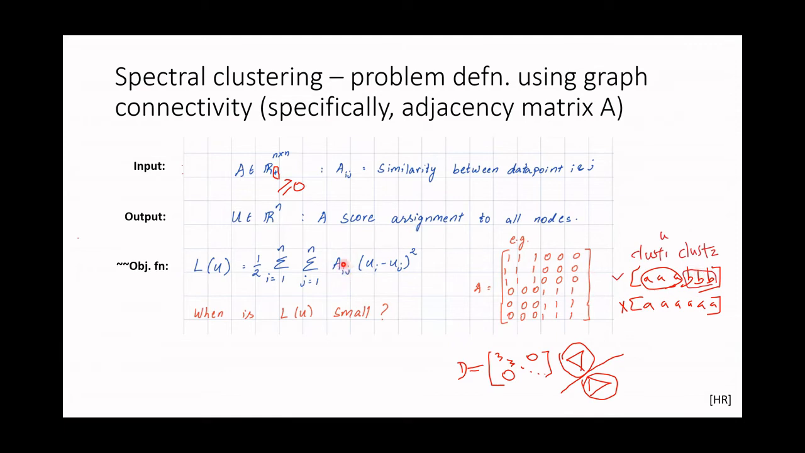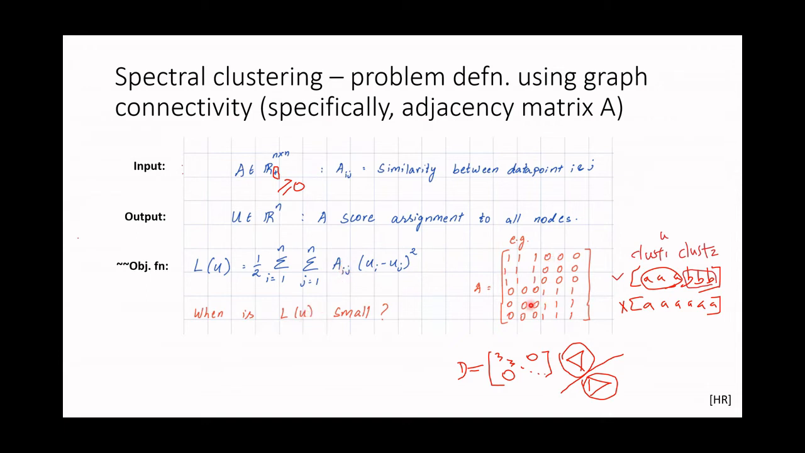But for those A_ij which are high, which is for i and j within the same cluster, like here between 1, 2, and 3, or 4, 5, and 6, we want u_i and u_j to be as similar as possible. In this particular case, it will be A minus A or B minus B. I hope that is clear. So L of u will be small if A_ij is small, in which case u_i and u_j can be anything, because all you have control over is u. You don't have control over A_ij.